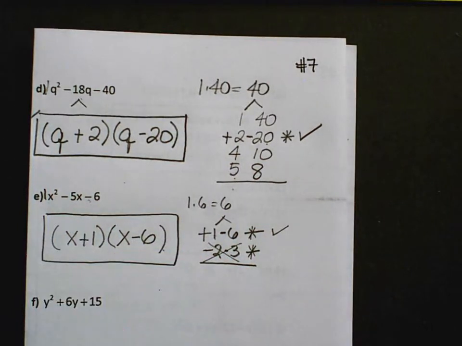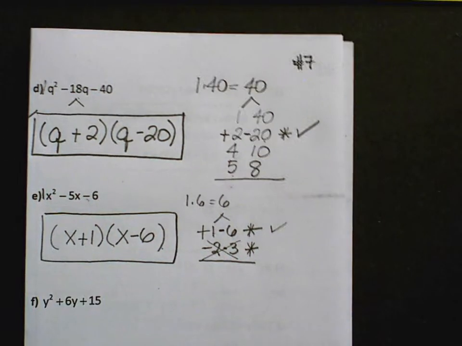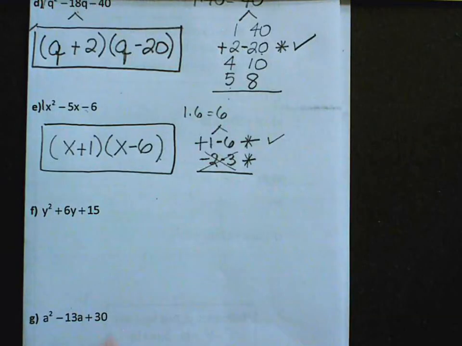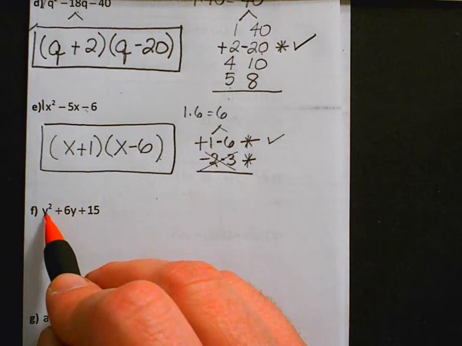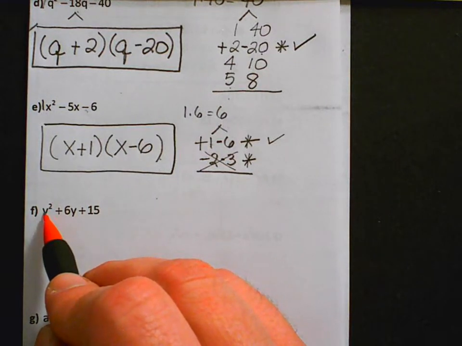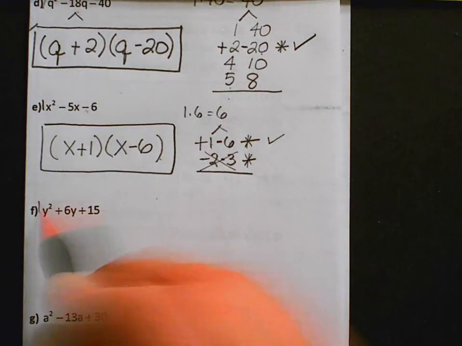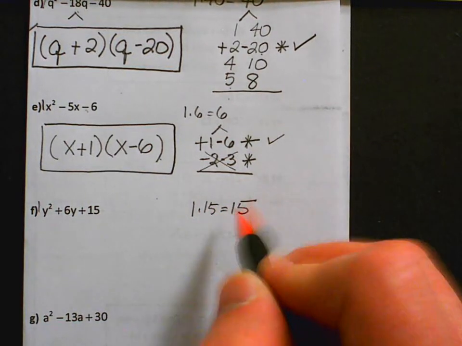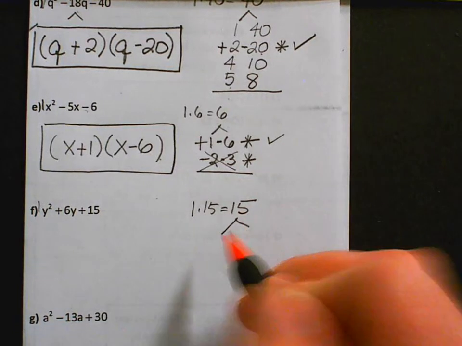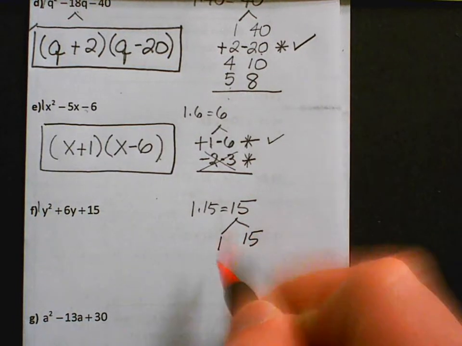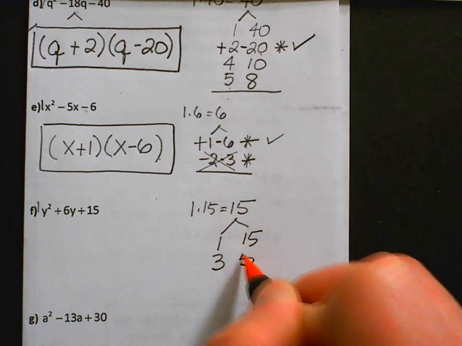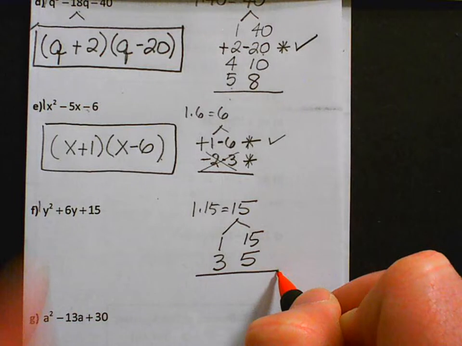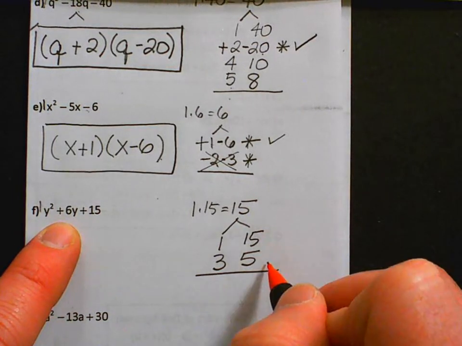And let's go on to the next one. Next one is letter F. There's nothing I can factor from all three. So 1 times 15 is 15. What two numbers give me 15 is 1 and 15, and 3 and 5. Alright, does anybody give me a 6? And the answer is no. So that means this will be prime.